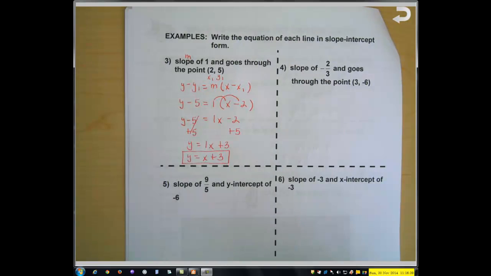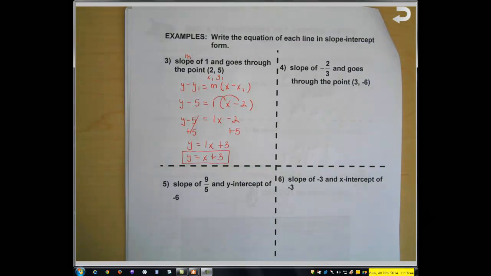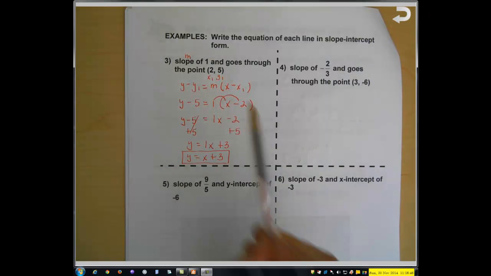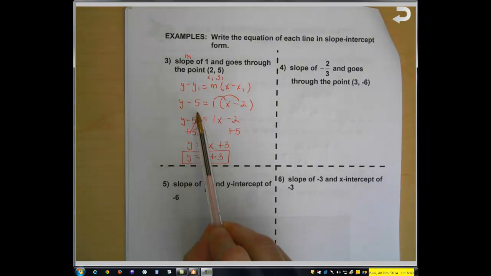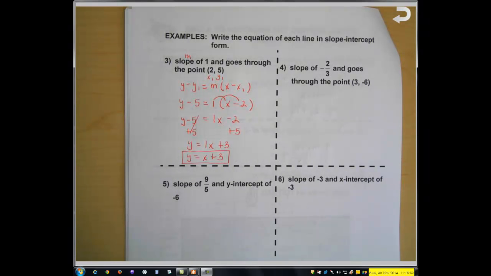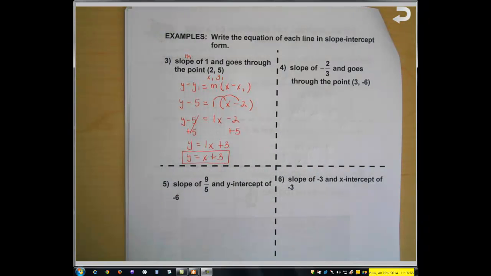So let's go over our steps again. First, we write out our point-slope formula. Then we plugged in the slope and the x and y coordinates of the point that we were given. Then we distributed the 1 to get rid of the parentheses. Then we added 5 to both sides to get y alone.